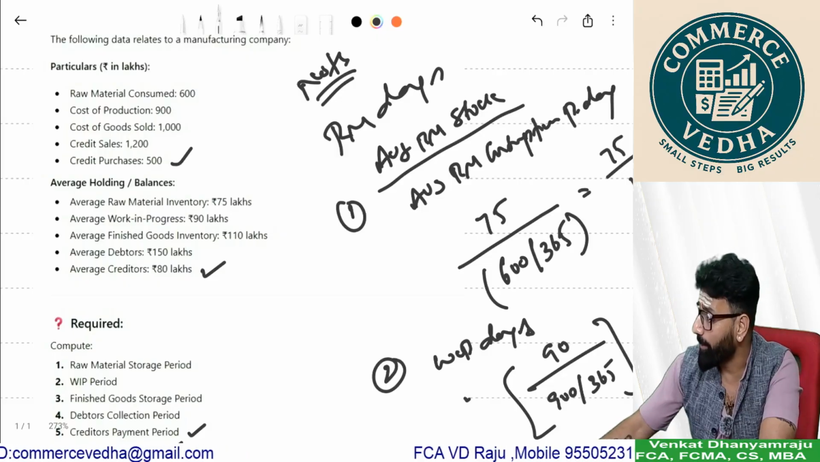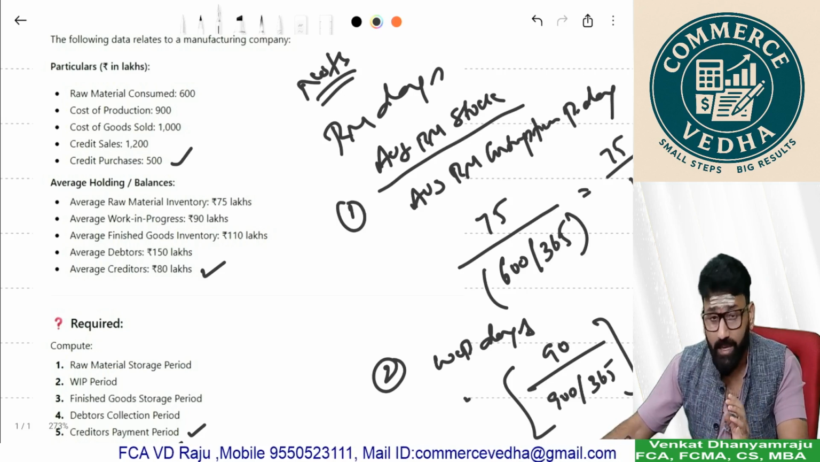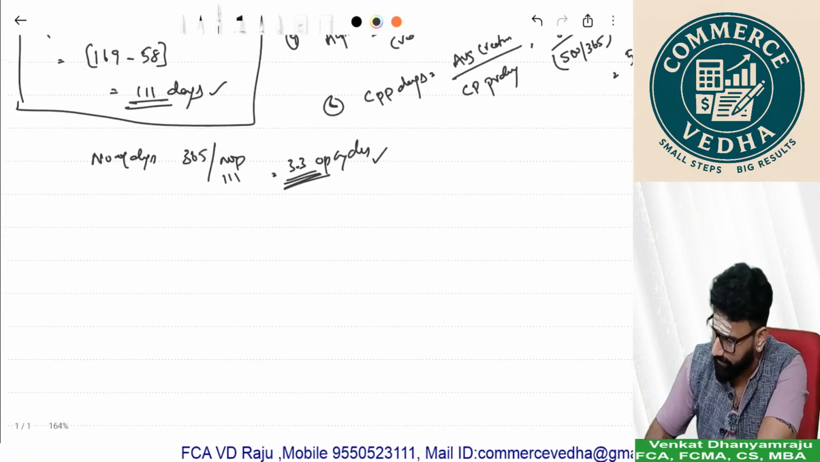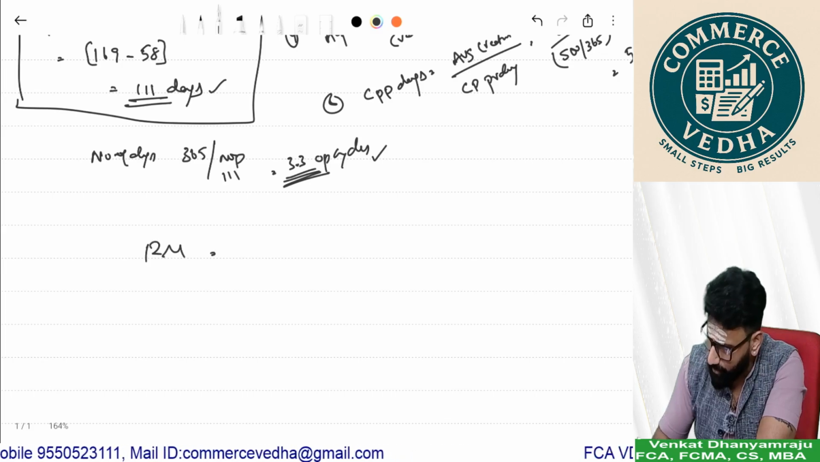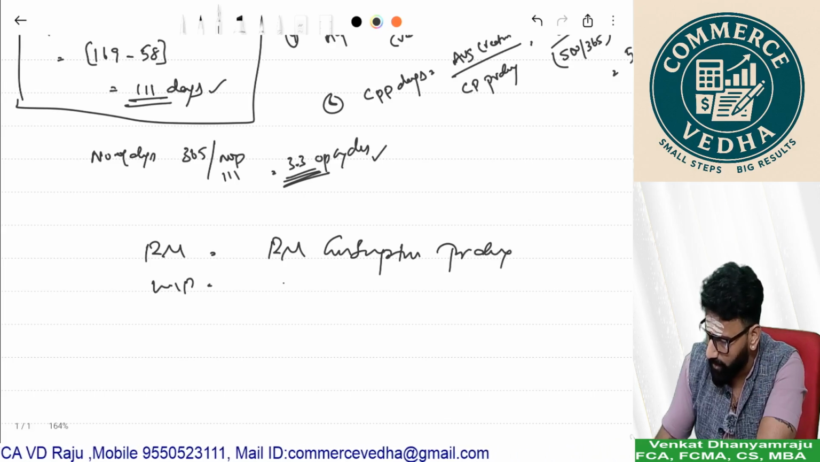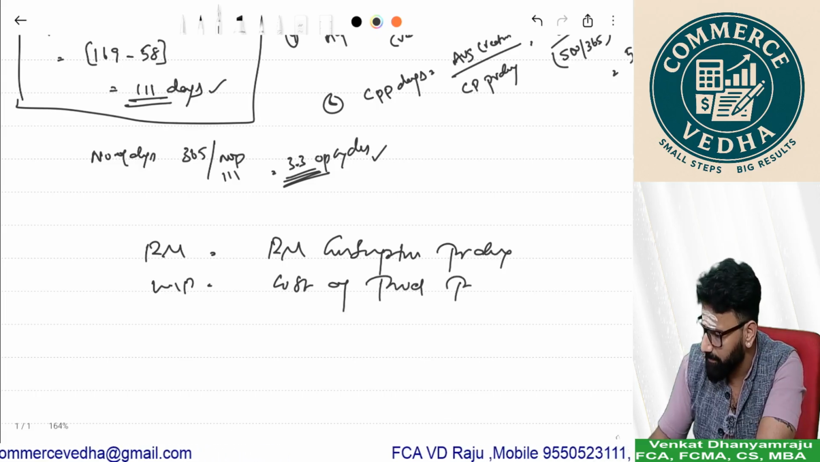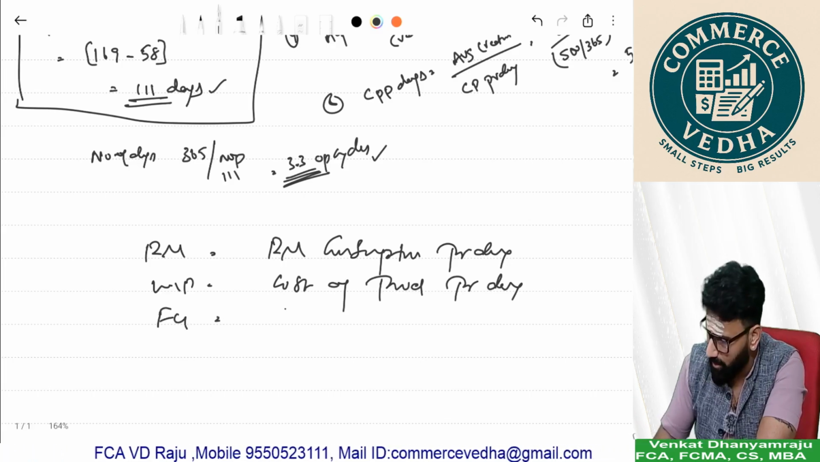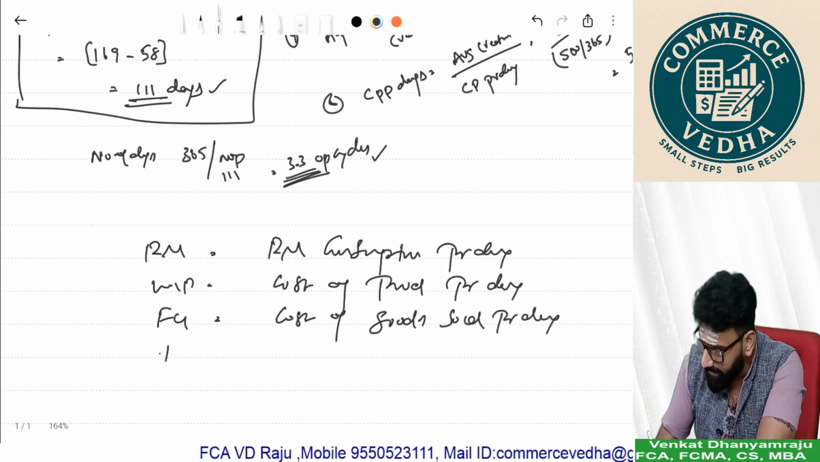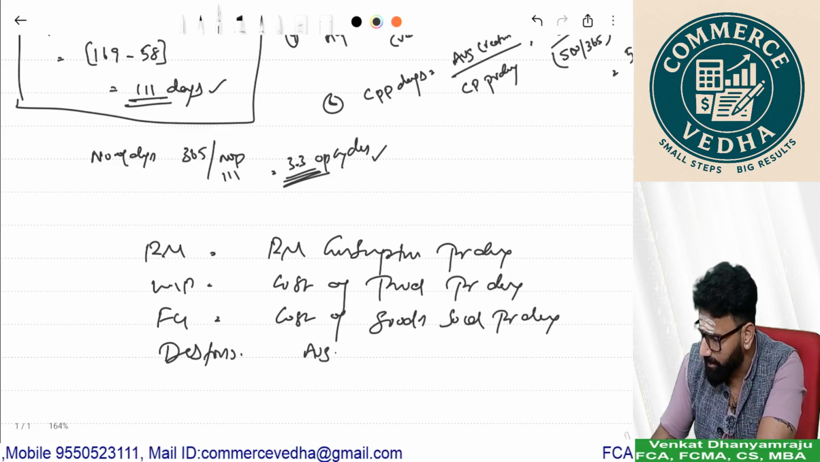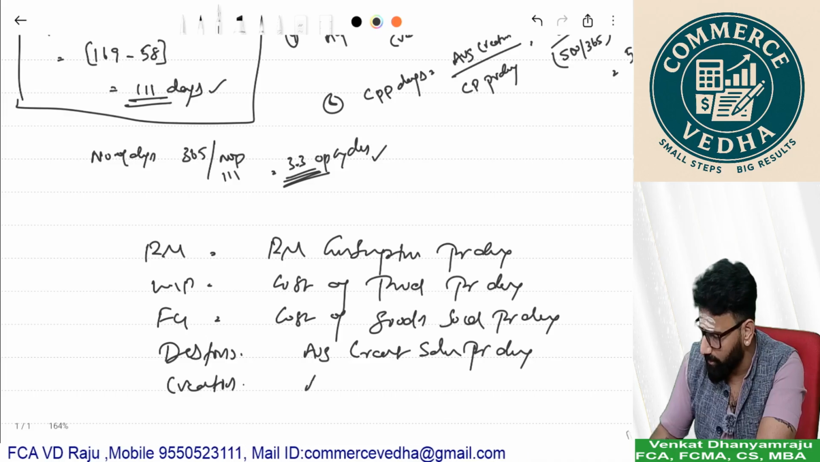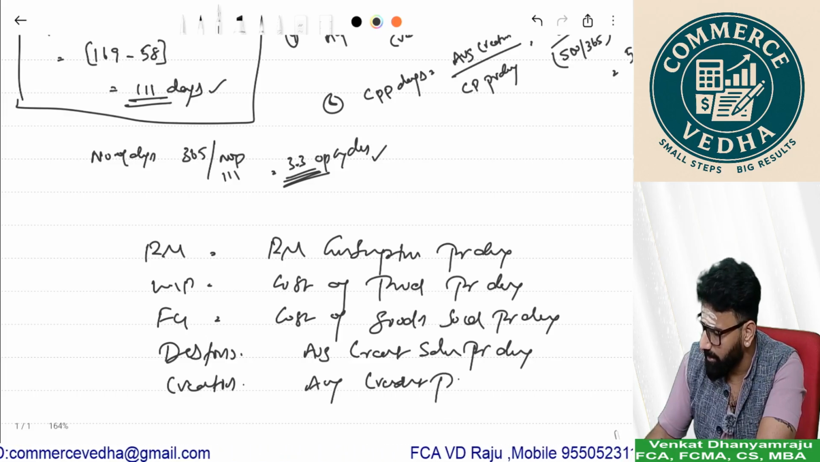So this is the simple solution to compute operating cycle if the examiner asks you about computation of each and every component of operating cycle. So the summary of this entire exercise is, for raw material, we should use raw material consumption per day. For WIP, we should use cost of production per day. For finished goods, we should use cost of goods sold per day. For debtors, we use average credit sales per day. And for creditors, we use average credit purchases per day.